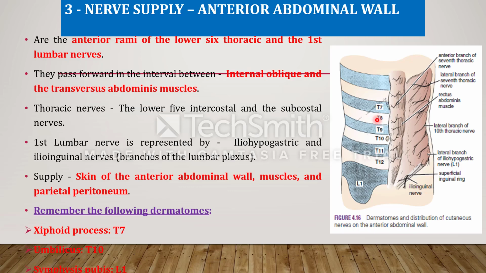Again, you can remember that this is the lower 5: T7, T8, T9, T10 and T11. These are the lower 5 intercostal nerves, and the subcostal nerve, which is T12, and the first lumbar nerve, which is represented by 2 nerves. This one is the ilioinguinal nerve and this is the iliohypogastric nerve. These are the 2 nerves which have the root value L1. They will supply the skin of the anterior abdominal wall, the muscles and the parietal peritoneum.